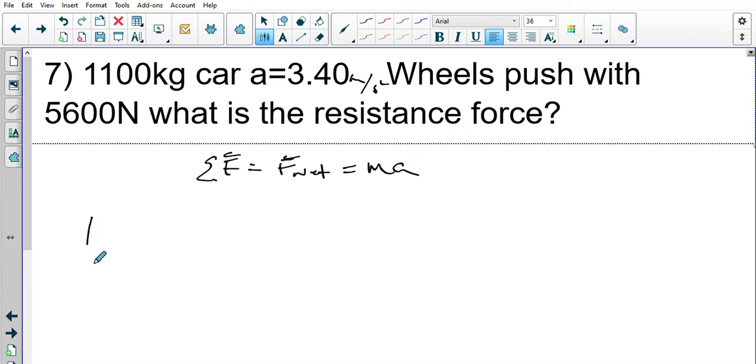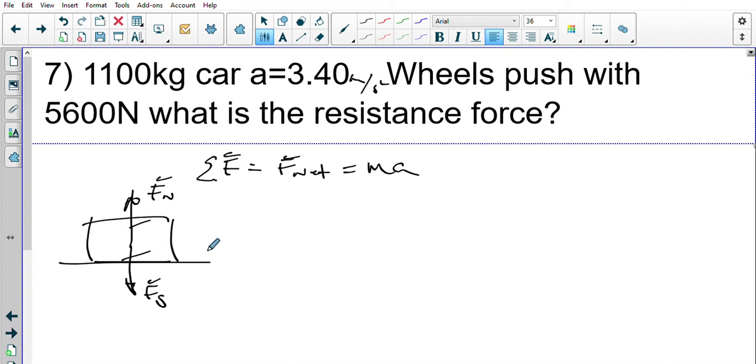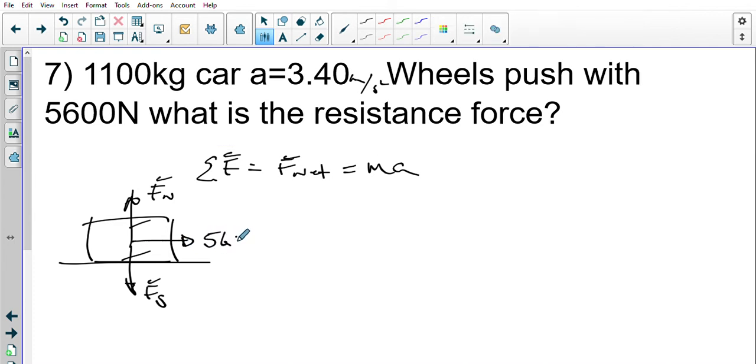All right, so what have we got here? So we're going to have a force of gravity. We're going to have our normal force. Is it going into the ground or flying up into the air? No. So these are going to be equal and opposite to each other, and we're not going to care. We have the wheels that are pushing the car ahead of 5,600 newtons, and then we have some sort of force of friction that's going in the opposite direction.